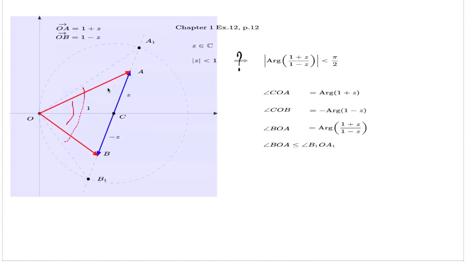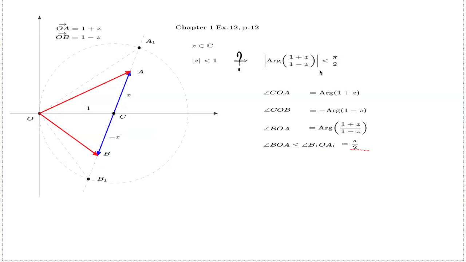However, the angle B1 O A1 is a part of the triangle B1 O A1. That's a triangle which rests on a diameter. This is a diameter of this circle, and that's a triangle which is inscribed in the circle. We all know that such a triangle is actually a right angle triangle. So it's a triangle which has a 90-degree angle, and that's the 90-degree angle. So this last angle is 90 degrees, so pi on 2. And that finishes the proof.